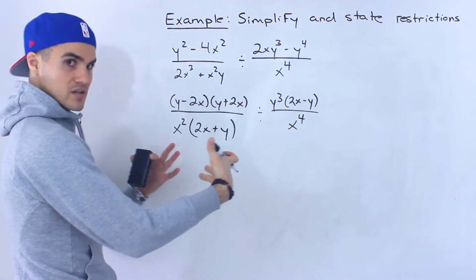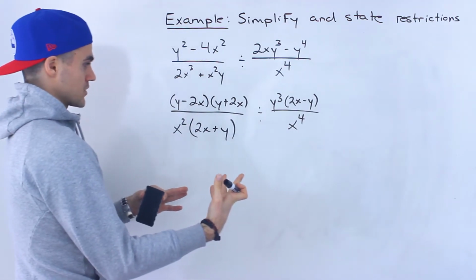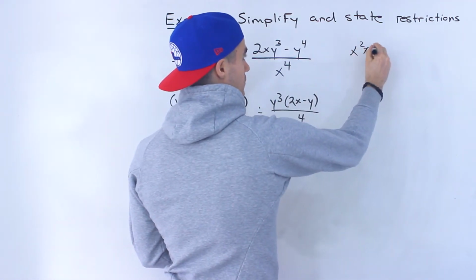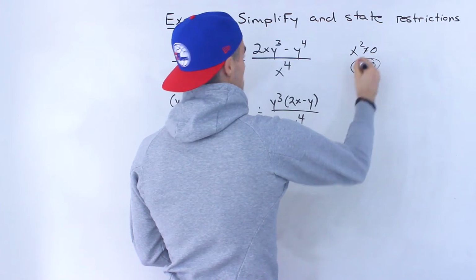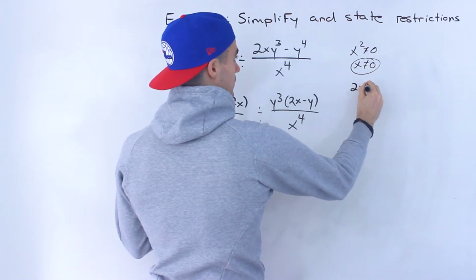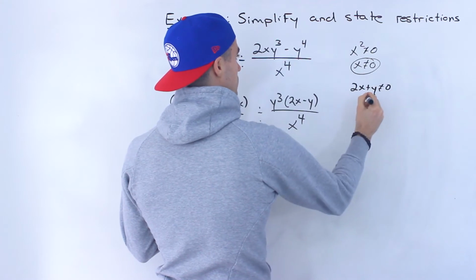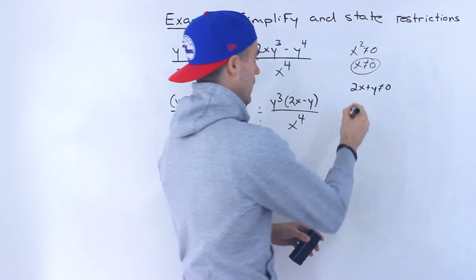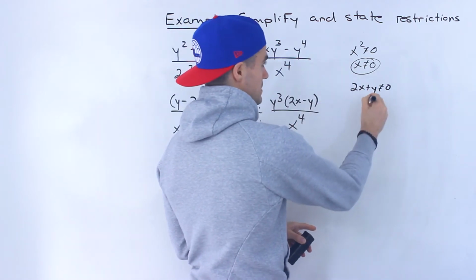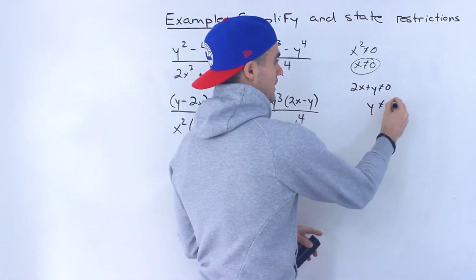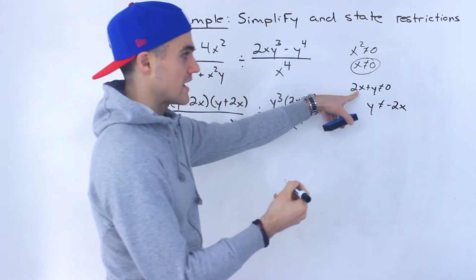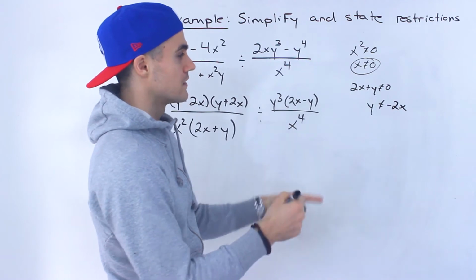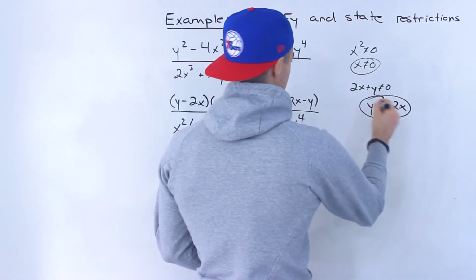And then from here, once everything is factored, I like to get the restrictions. So notice that here, x squared cannot be 0, which means x cannot equal 0. Notice that 2x plus y cannot equal 0. So you could isolate for the x or y. In this case, let's isolate for the y, because it's isolated up here as well. So basically y cannot equal negative 2x. You could also isolate for the x, which would be x cannot equal negative y over 2. I'm going to isolate for the y in this case.